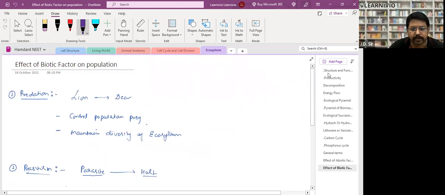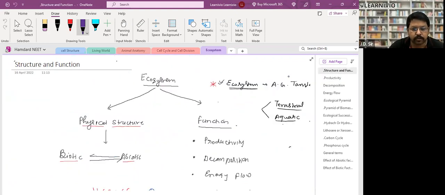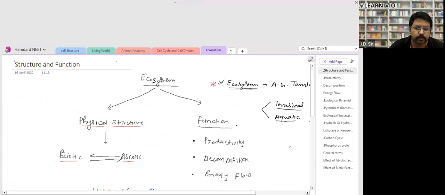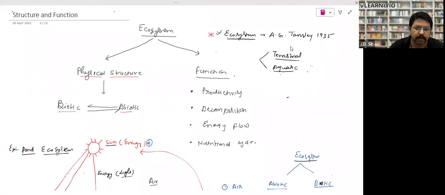Predation, competition, we have studied these. Right, so this is all about this chapter, the ecosystem chapter. Let me know if you have any doubt in this chapter. Go through your NCERT. I'm going to give you 2-3 minutes. Go through your NCERT and ask me if you have any doubt.